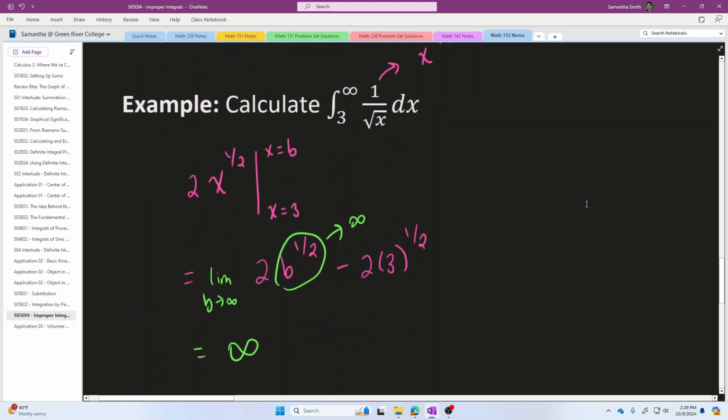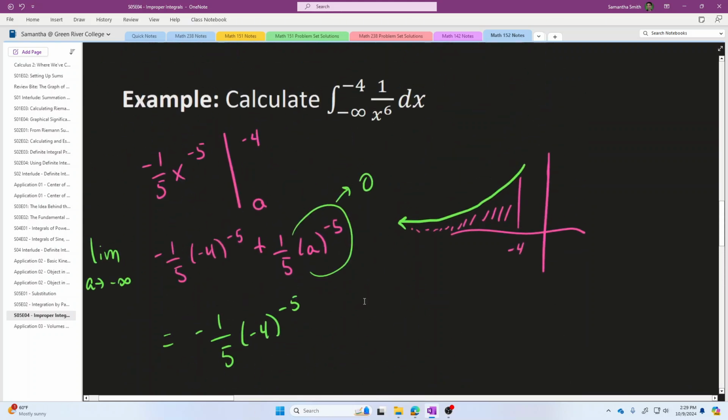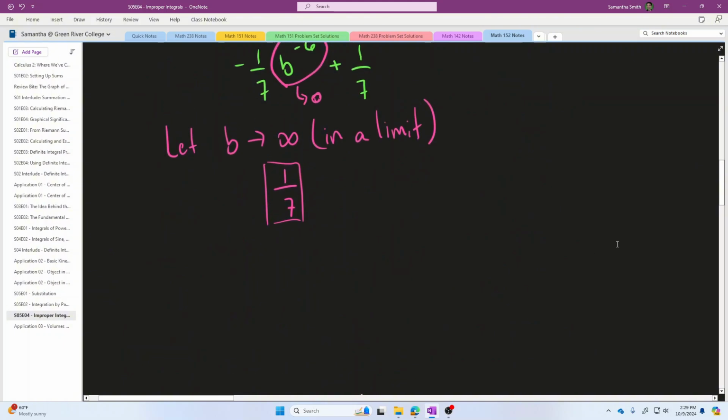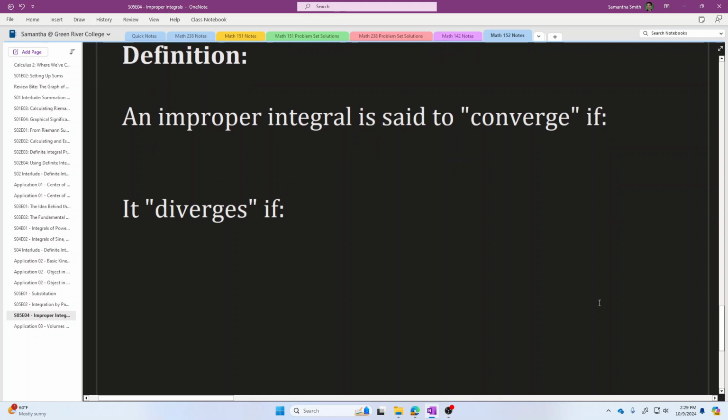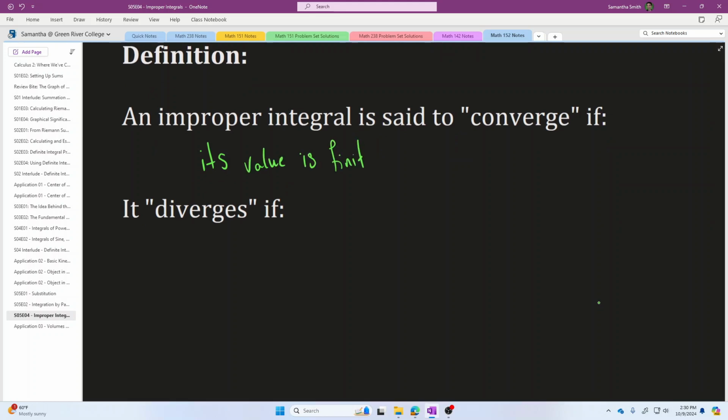So we have a little bit of language that is used to distinguish this situation where we got an infinite result from these two situations where we got a finite result. We say that an improper integral converges if its value is finite. And we say that the integral diverges if its value is not a finite number, if it does not converge.